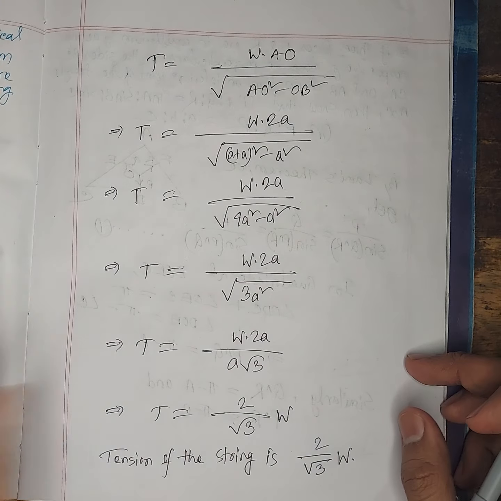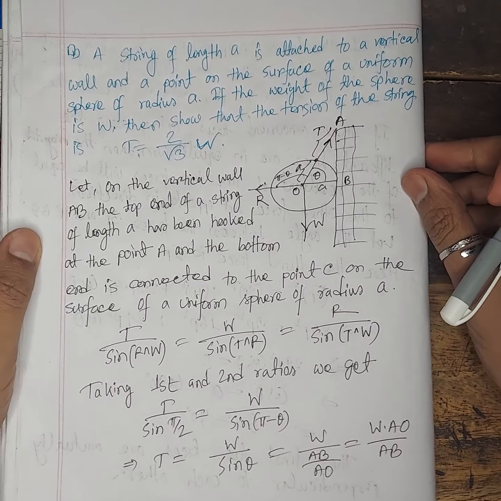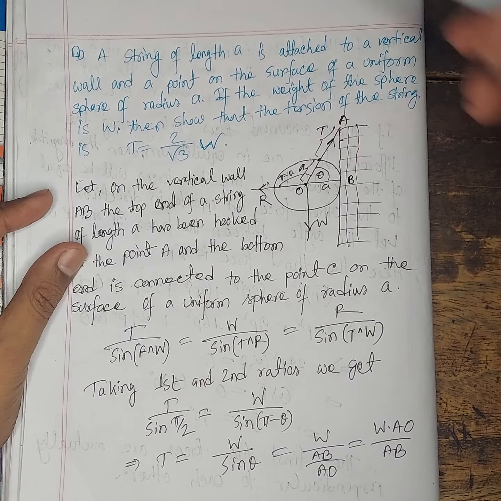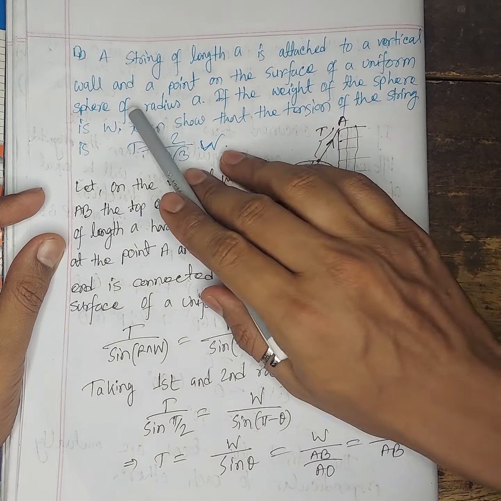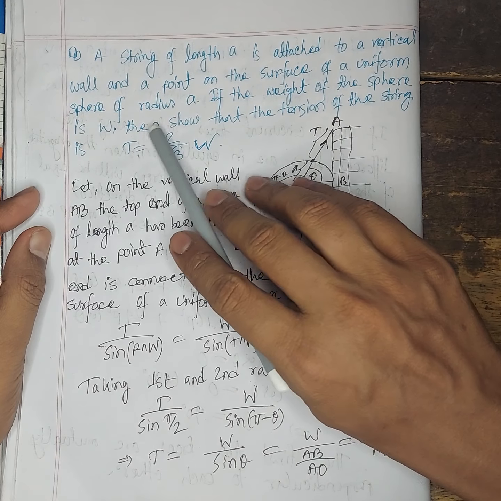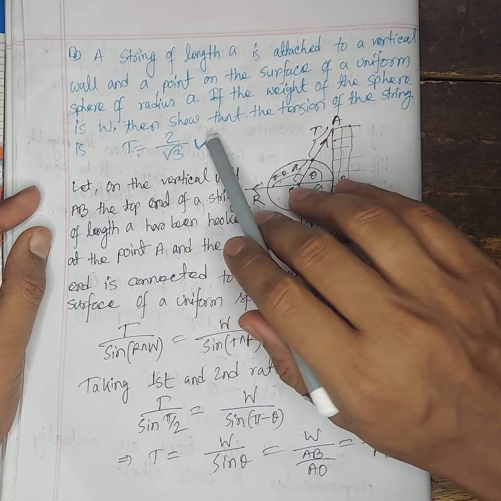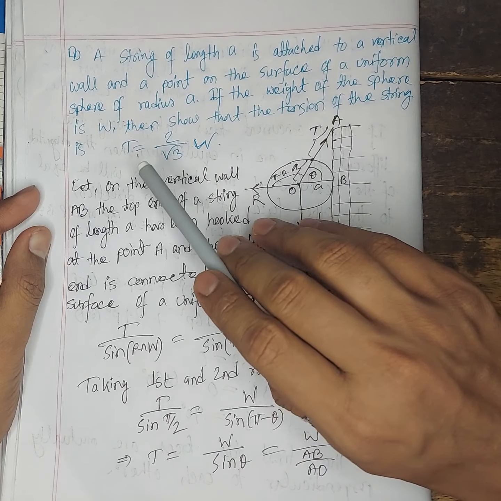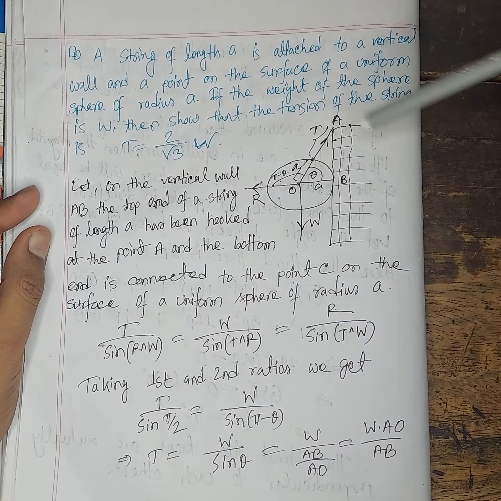Now after that, this problem: a string of length a is attached to a vertical wall and a point on the surface of a uniform sphere of radius a. If the weight of the sphere is W, then we have to show that the tension of the string T is equal to 2 by root 3 W.